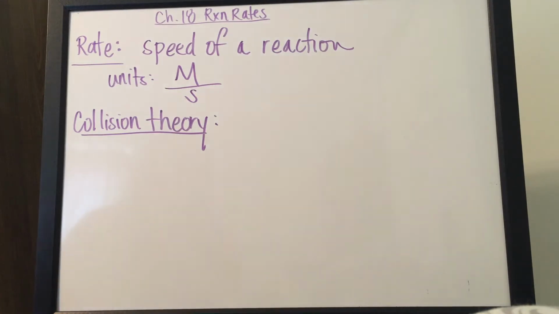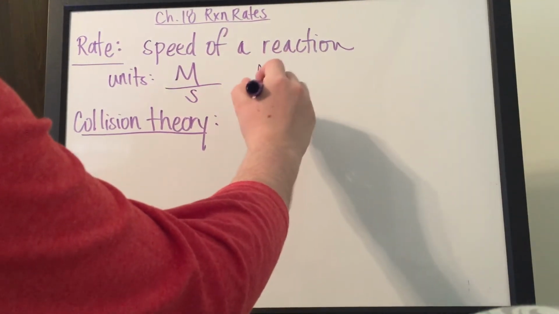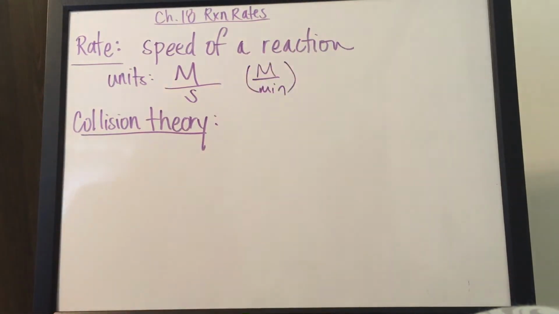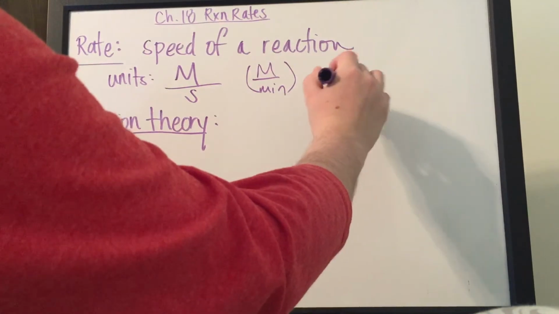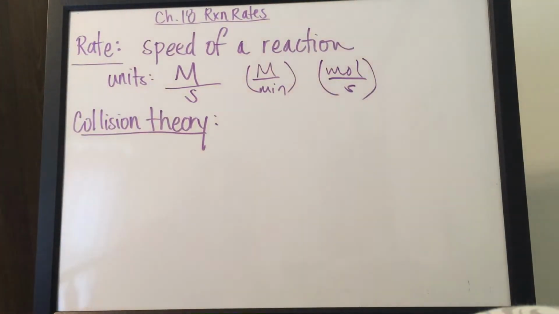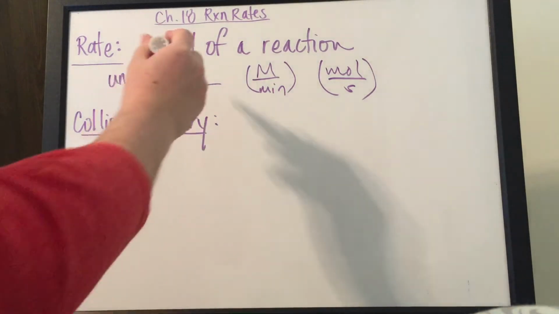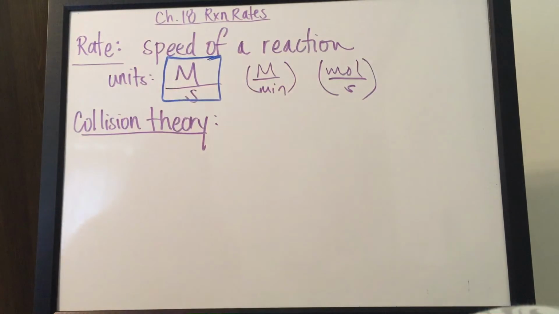It could also be molarity per minute. That's another acceptable unit for rate. It could also be molarity per hour. It could even be moles per second or per minute, although you're not going to see that quite as often, but it very well could be. Most of the time for us, we're going to be talking about rates in units of molarity per second. And we can talk about that in reactants or products, and we're going to get into that in a little bit. Okay, the next part of your paper says collision theory.